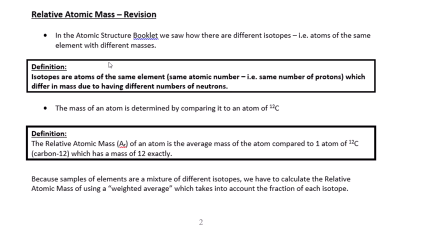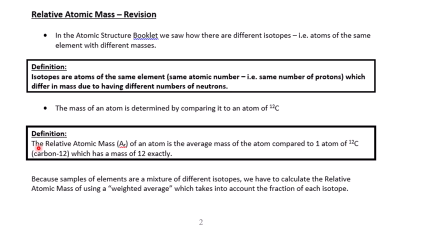So the relative atomic mass. Because atoms have isotopes, and you remember what isotopes were? Isotopes were atoms of the same element, so where you've got two or more atoms of the same element, and that means they've got the same number of protons, but they differ in mass due to different number of neutrons. Now, because you get a mix of those, and sometimes you'll get more of one isotope than the other, you have to work out an average weight of them.